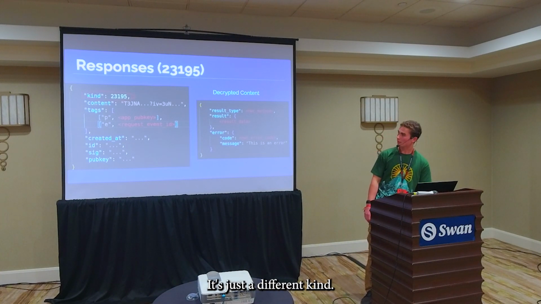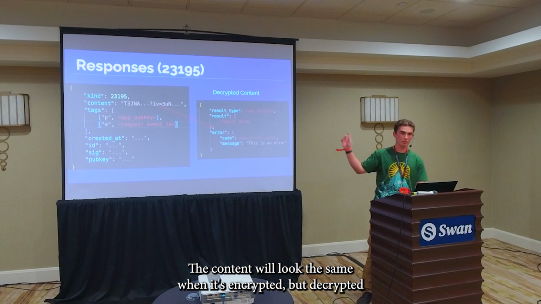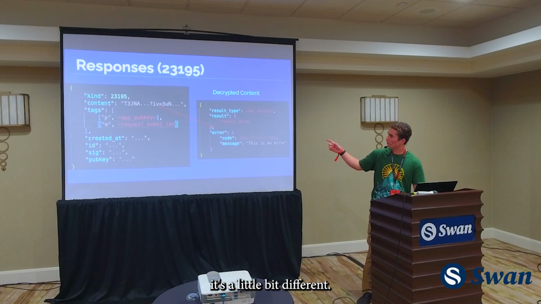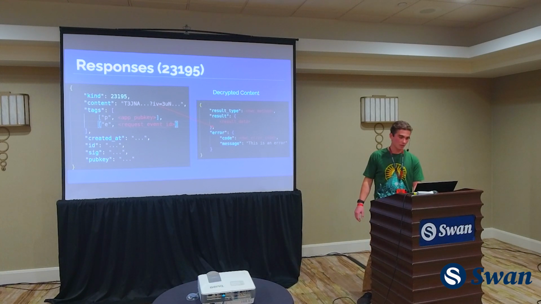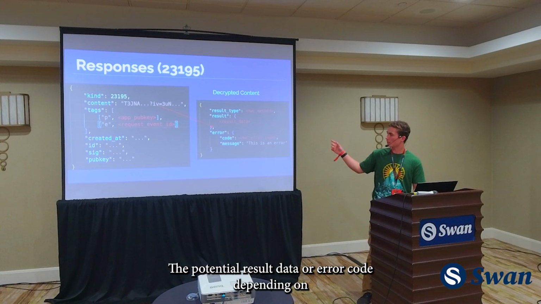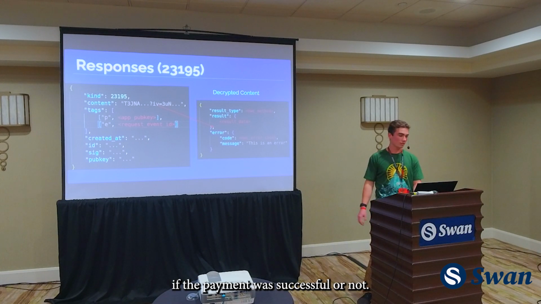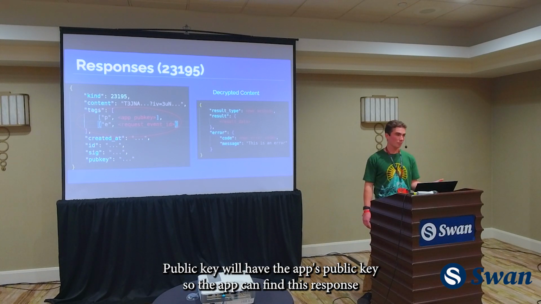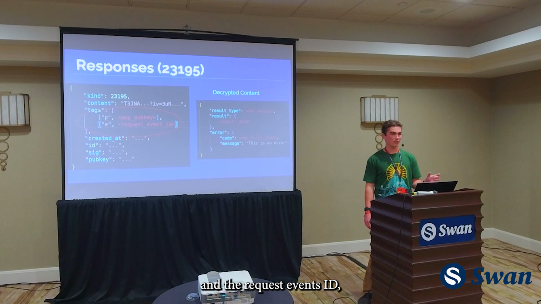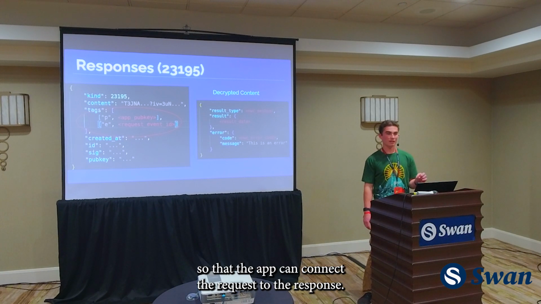It's just a different kind. The content will look the same when it's encrypted, but decrypted, it's a little bit different. We have a result type, which again can be those NWC methods, the potential result data, or error code, depending on if the payment was successful or not. And then the tags will be, instead of the wallet's public key, we'll have the app's public key so that the app can find this response, and the request event's ID so that the app can connect the request to the response.